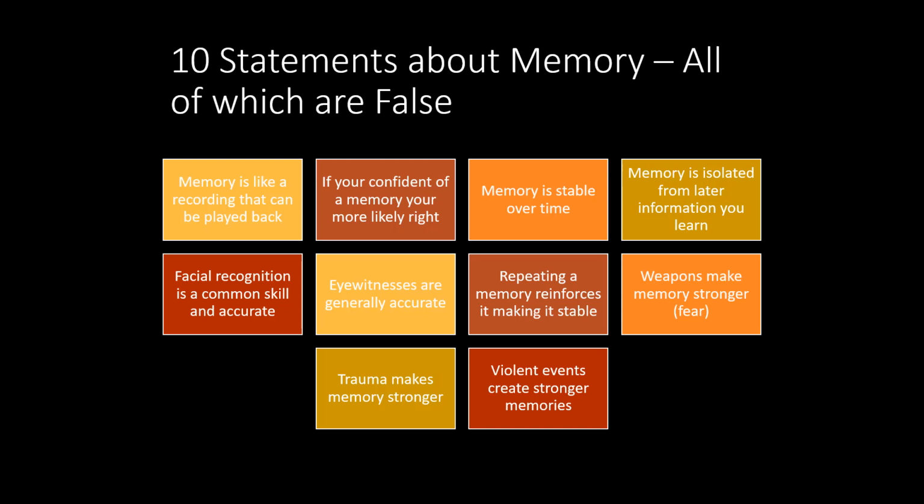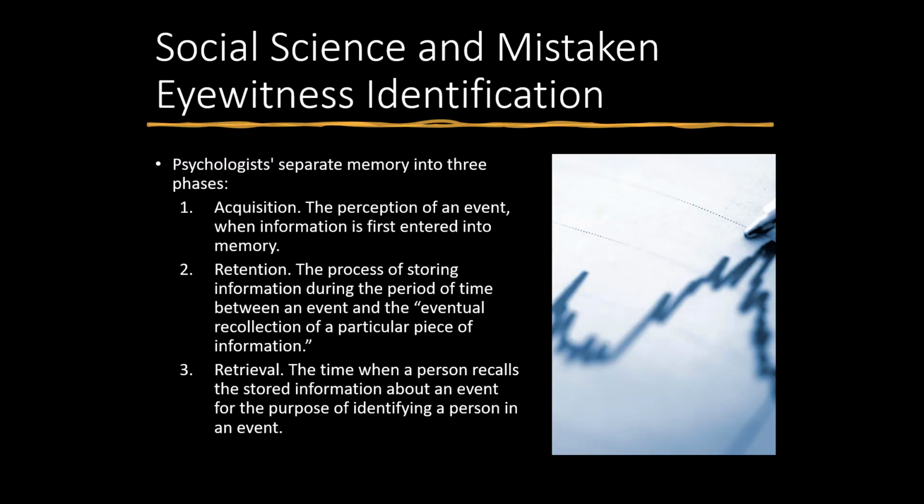These are 10 things that I think we all kind of believe, or parts of them we believe, which we've studied empirically, done test after test, and by and large, they're simply not true. Okay, so let's look at some of the social science and mistaken eyewitnesses. There are really 3 phases of how a memory works.